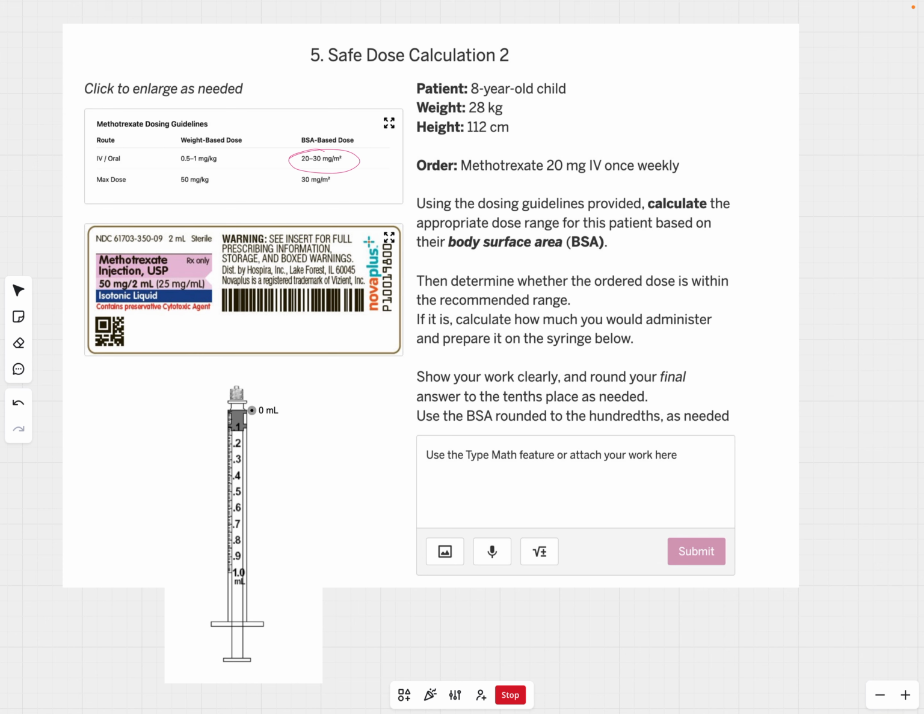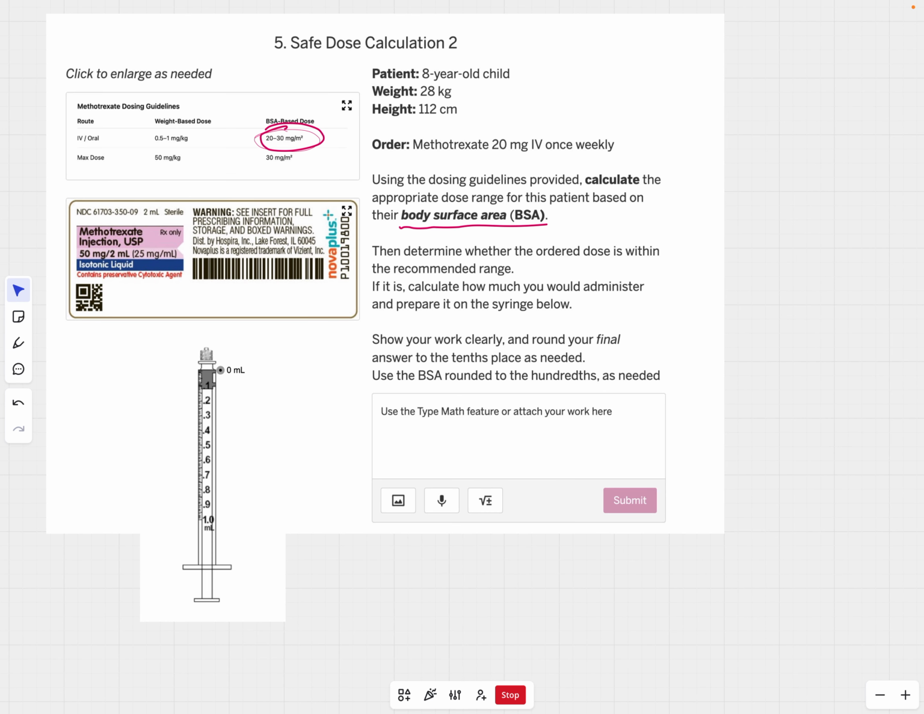Now, in this problem, I am given a lot of information on this dose guideline here on the left. I'm given the route, I'm given the max dose, second column is the weight-based dose, and the third column is the BSA-based dose. And you can see I circled the body surface area based dose because that's what I'm asked to specifically evaluate. So what this is telling us is that there is a minimum value. I'll zoom out a little bit. We have a minimum and a maximum.